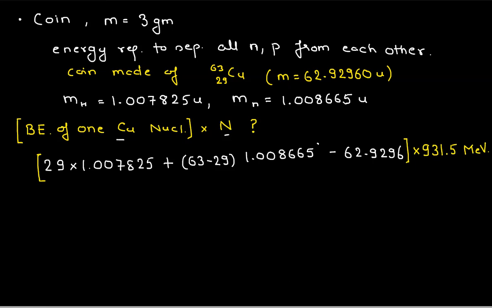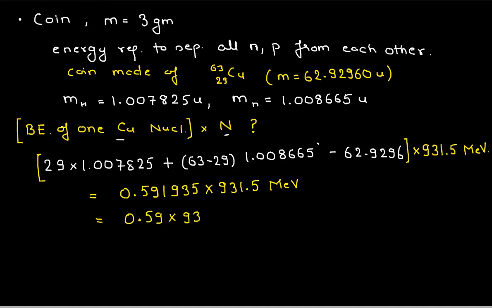Mass defect is how much? So is it 0.592651 u? 0.591935 u, as far as I know. So this much MeV is the binding energy of one nucleus. I'll just write it as 0.59 into 931.5. Approximate answers are fine, but at least your first two digits should be proper.